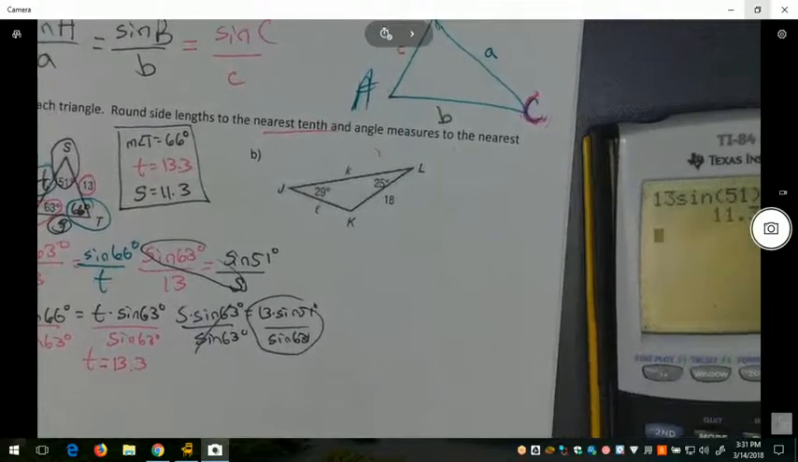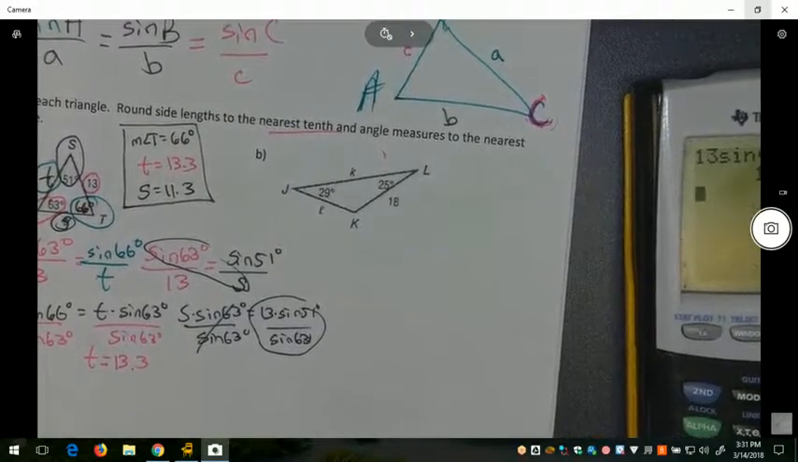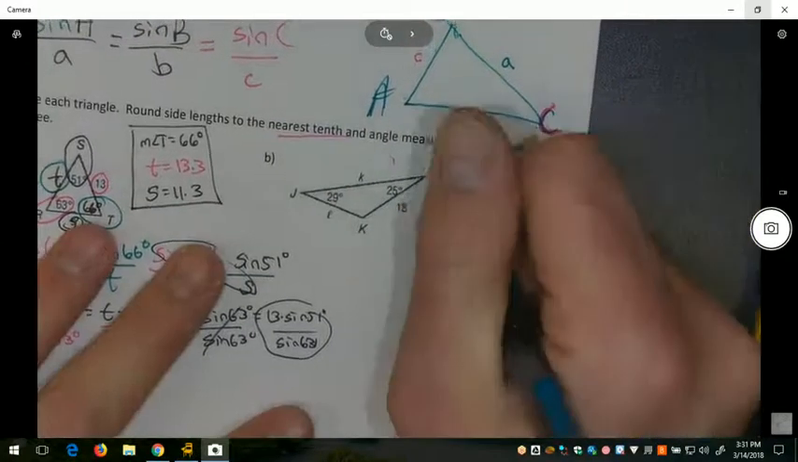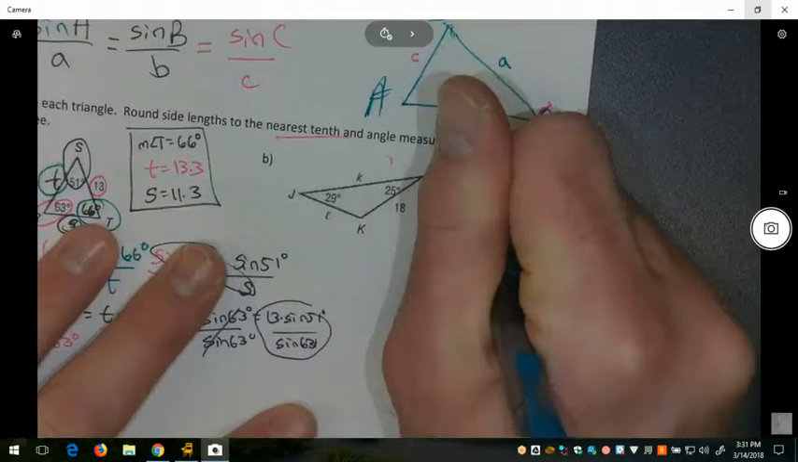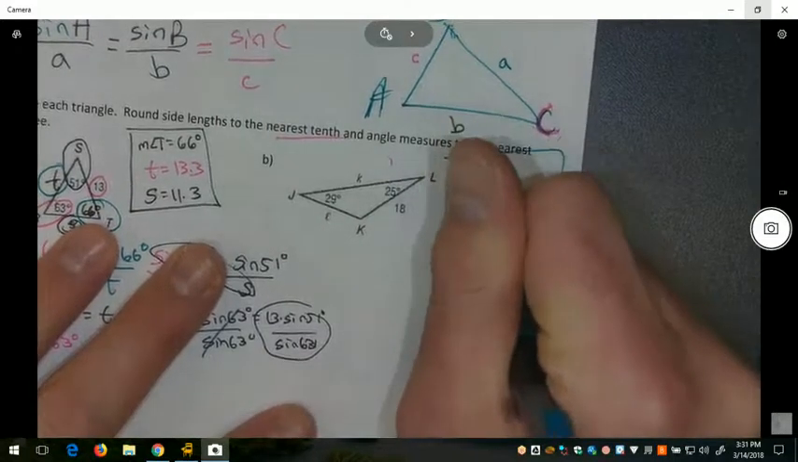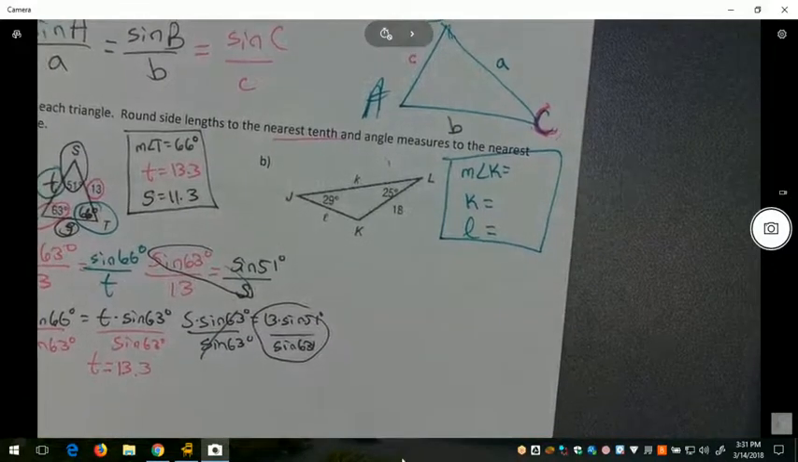Let's take a look at letter B. See if you can set up ratios to solve this triangle. In this triangle, we don't know the measure of angle K, or the length of side K, or the length of side L. So take a moment to pause the video and set up these ratios.